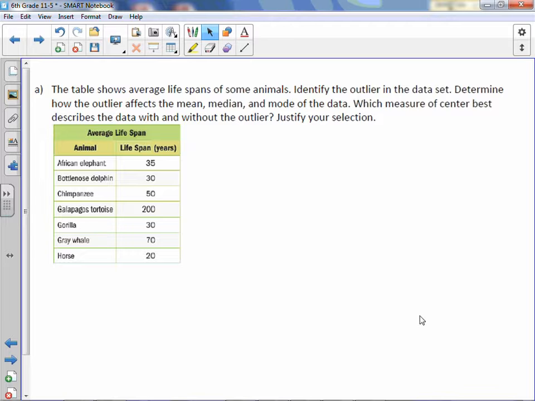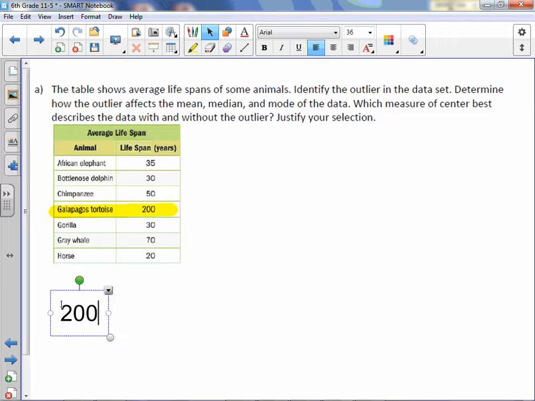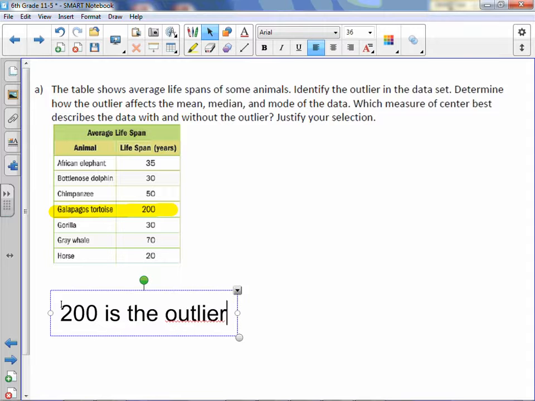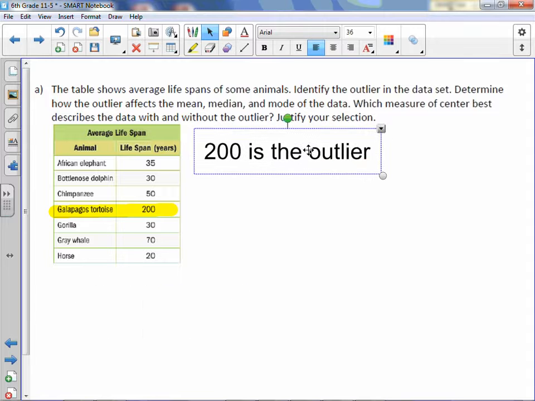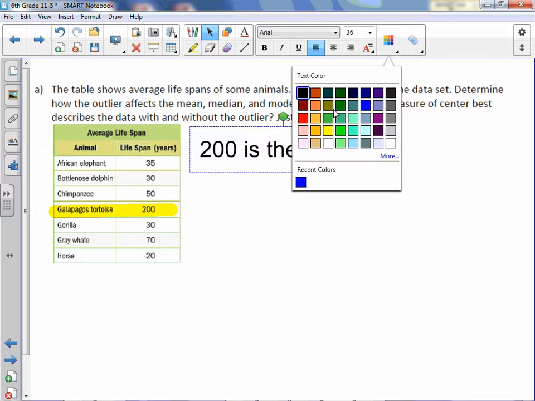Justify your selection. So here we can clearly see we have a bunch of numbers around each other, and then we have 200. So we have everything under 100 except for this one amount. This would be our outlier, 200. So let's first identify our outlier. Okay, that takes care of the first part.